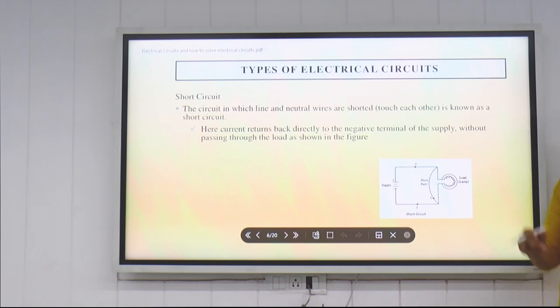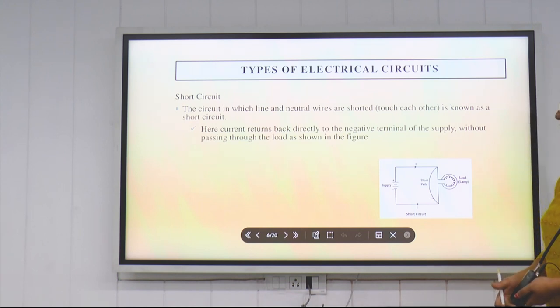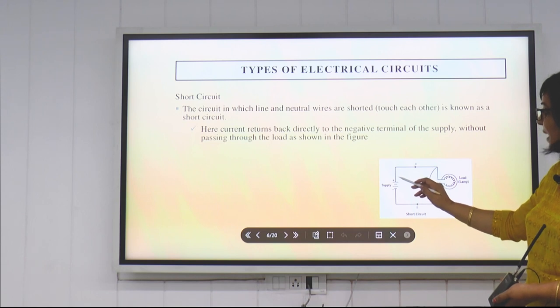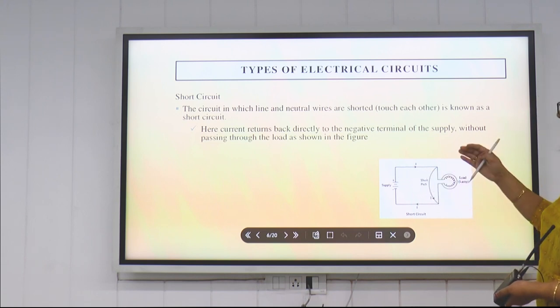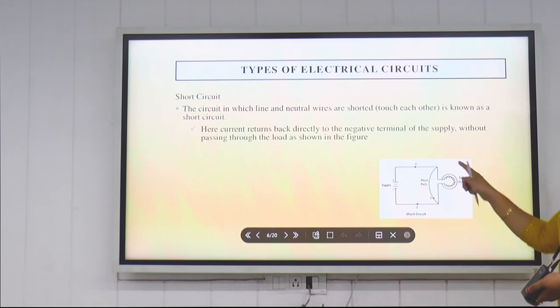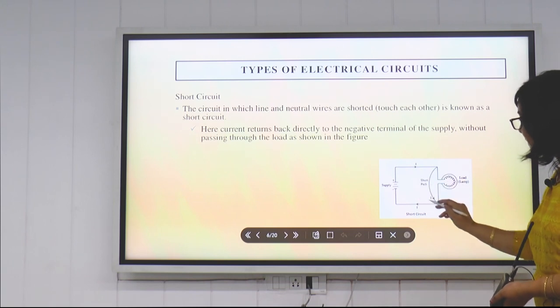Next is the short circuit. A circuit in which line and neutral wires are shorted, that is, touch each other, is called a short circuit. In a short circuit, the current starts from the positive terminal of the supply through the line and returns directly back to the negative terminal of the supply without passing through the loop. The current follows that path.